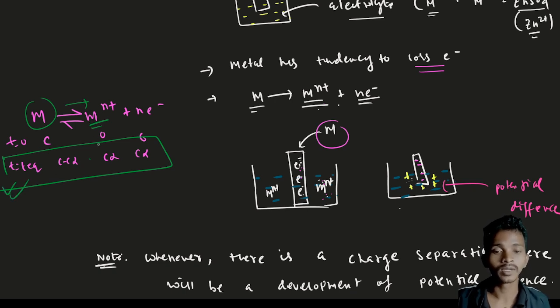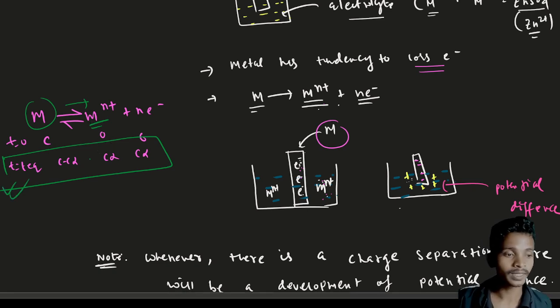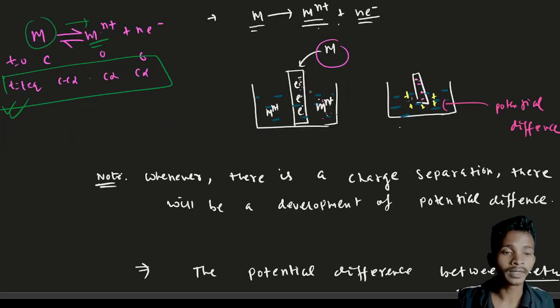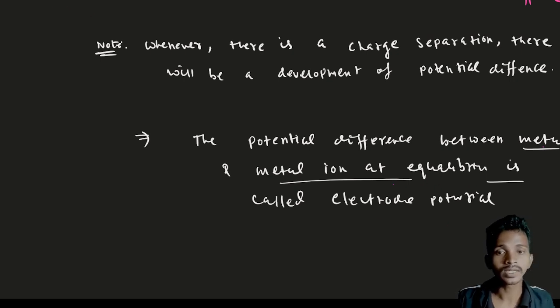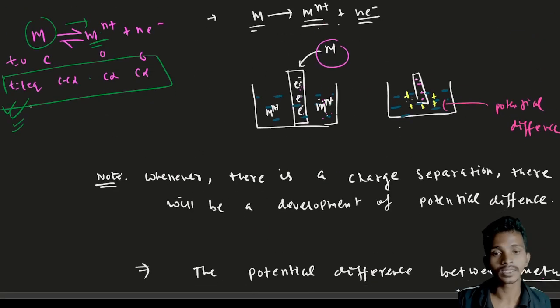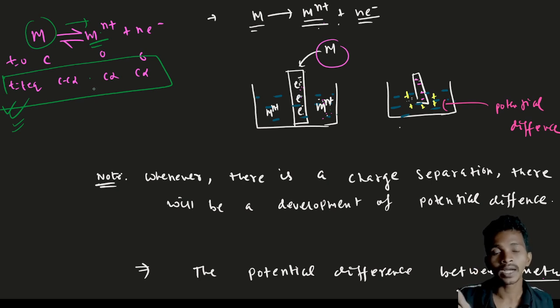So at this point, how much metal has oxidized? That creates a charge difference between the metal and metal ions. On that stage, the potential difference between metal and metal ions is called electrode potential. We already discussed that at equilibrium is the stage where no more metal will ionize or oxidize. At that time, there are positive and negative charges on the electrode and the metal ions, and due to that a potential difference is created. That potential difference is called electrode potential.